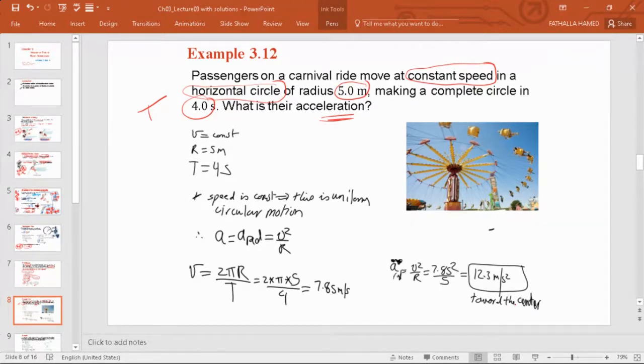You can do it also in one step where we said that a_rad is equal to 4 pi squared r over T squared. You have the T, you have the r, and you will get the same answer. Is this clear?